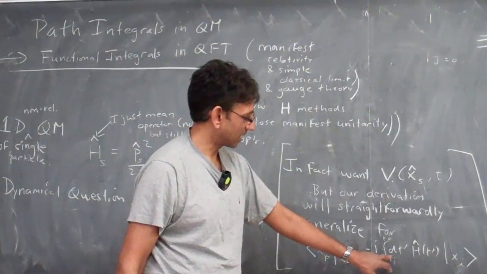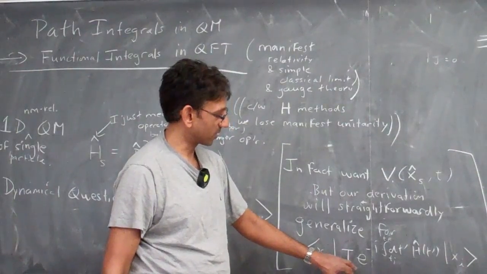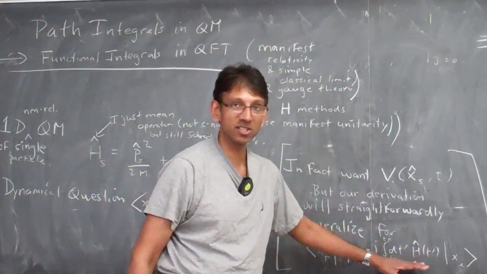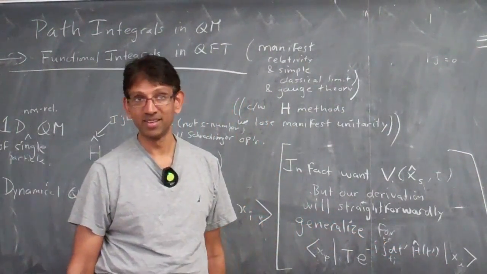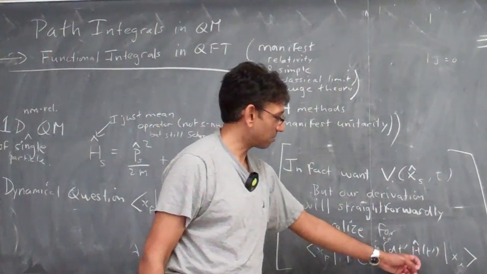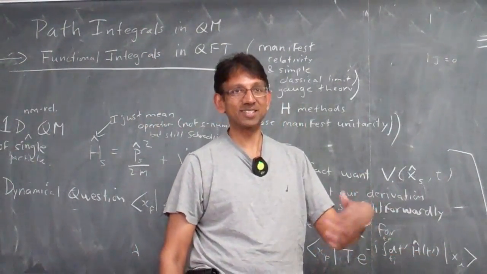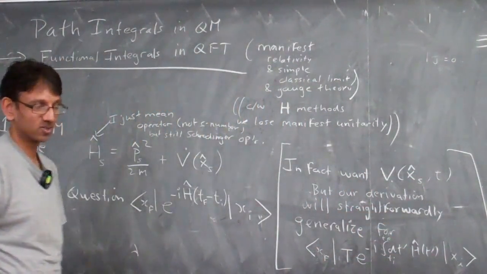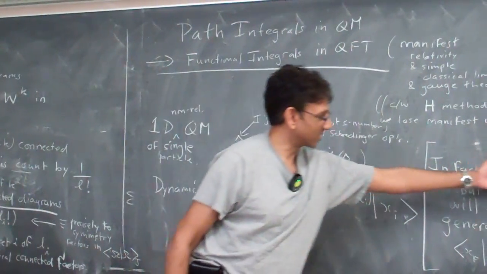And the only thing that's got the time ordering here is because the Hamiltonian at different instants does not commute with itself. Because the Hamiltonian at different times is not the same thing. And so in general, operators don't commute, and this is certainly an operator.